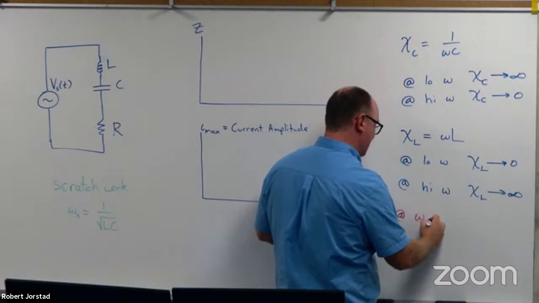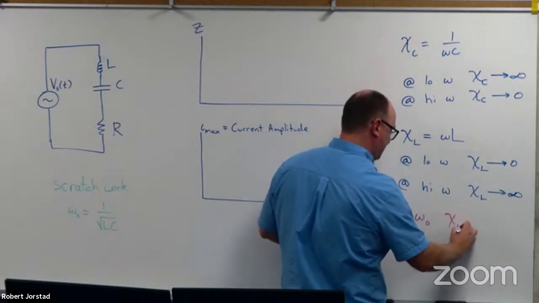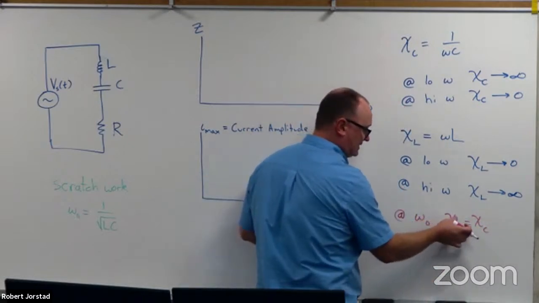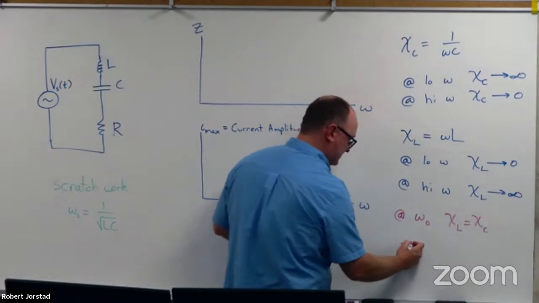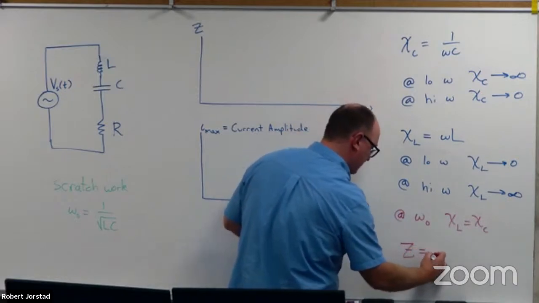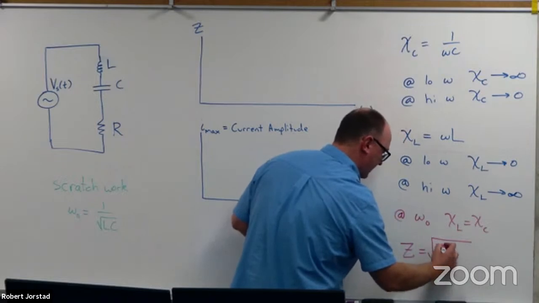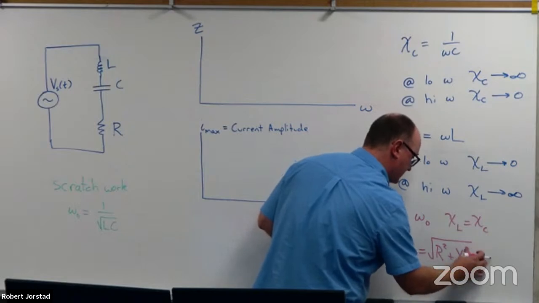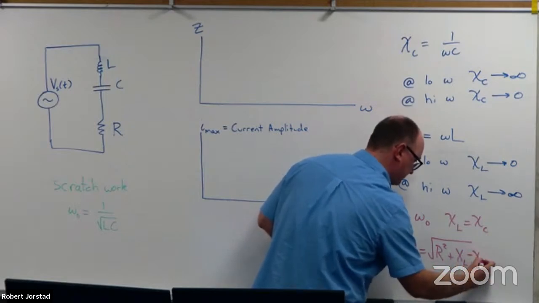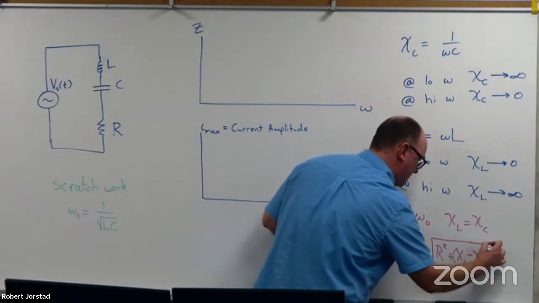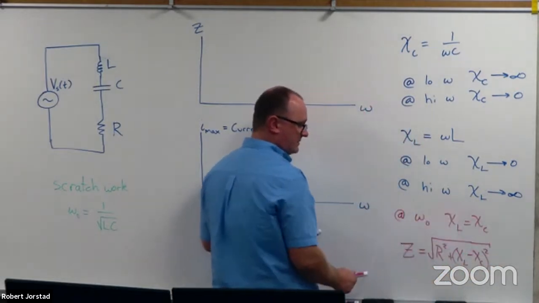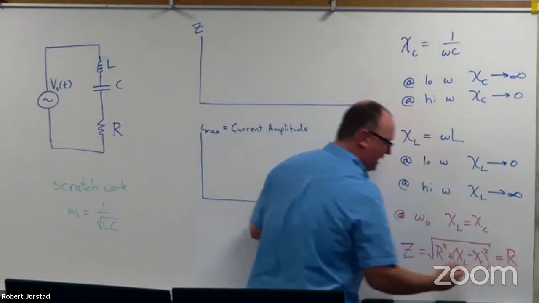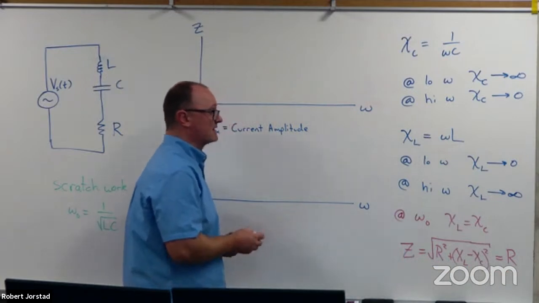At omega naught, we know x sub L is equal to x sub C. Well, let's think about the consequences of this result. Z will actually equal the square root of R squared plus (x sub L minus x sub C) quantity squared. Well, if x sub L equals x sub C at resonance, Z is equal to R. Aha! We see a couple of interesting things here.